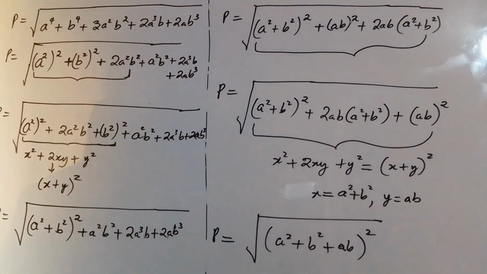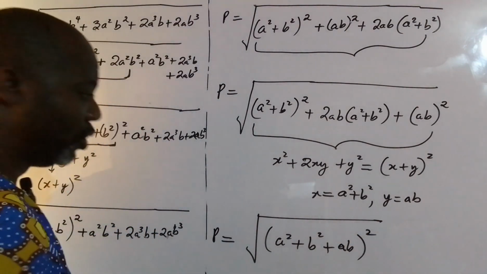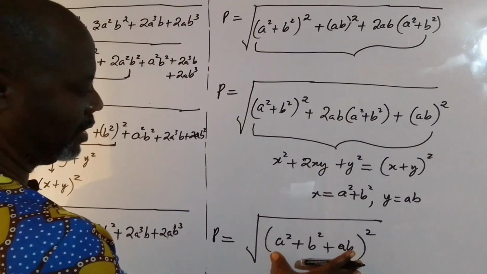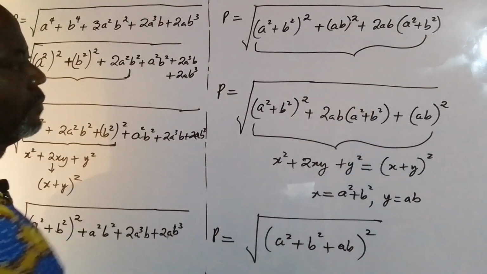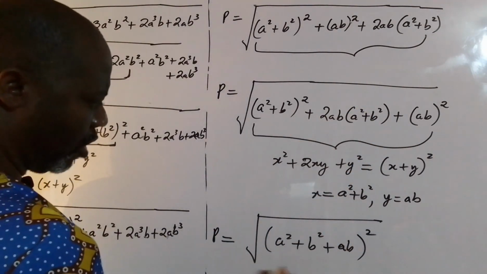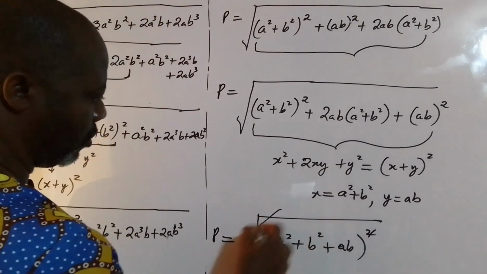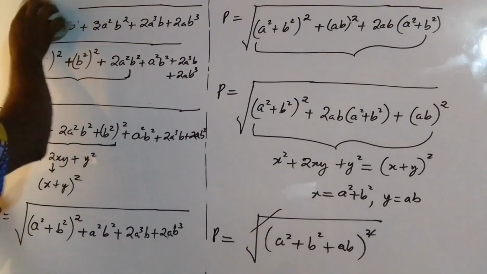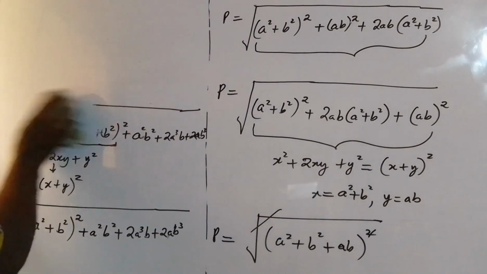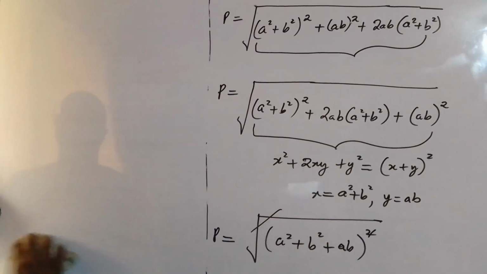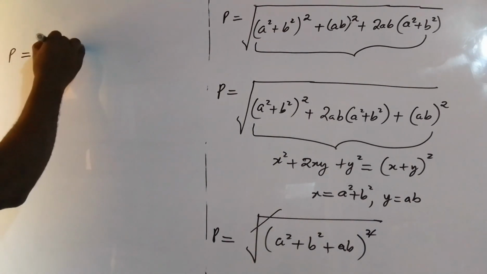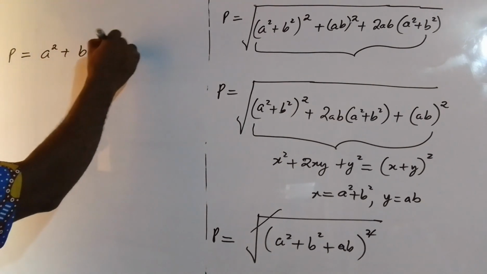So you can see now that the whole thing has been reduced to this simple format. If we go ahead and expand this now, it's going to lead us back to this. And then of course from here we can see that the square and the square root will cancel out. So it means that we have P equal to a squared plus b squared plus ab.